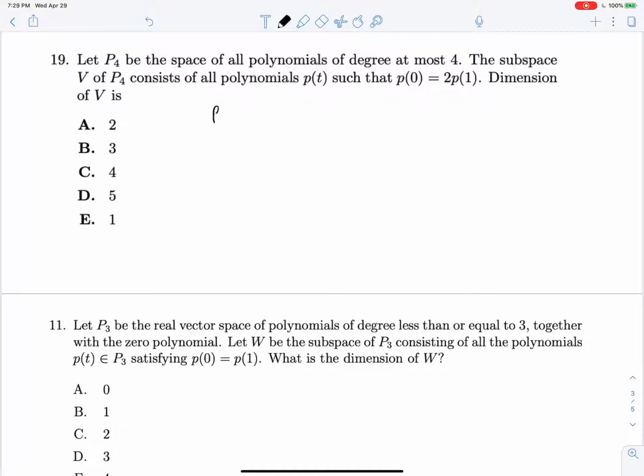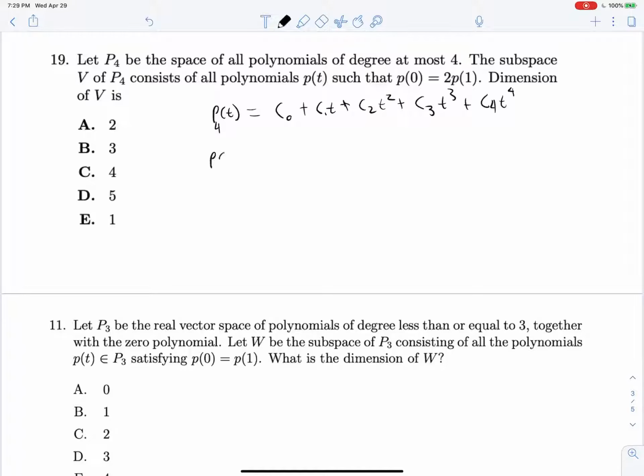So let's draw out our generalized form of a polynomial in P4. It's some constant plus some constant times t plus some constant times t squared plus some constant times t cubed plus some constant times t to the 4th. And now we're told that we're dealing with the subspace V of all polynomials such that p at 0 is equal to 2p at 1.